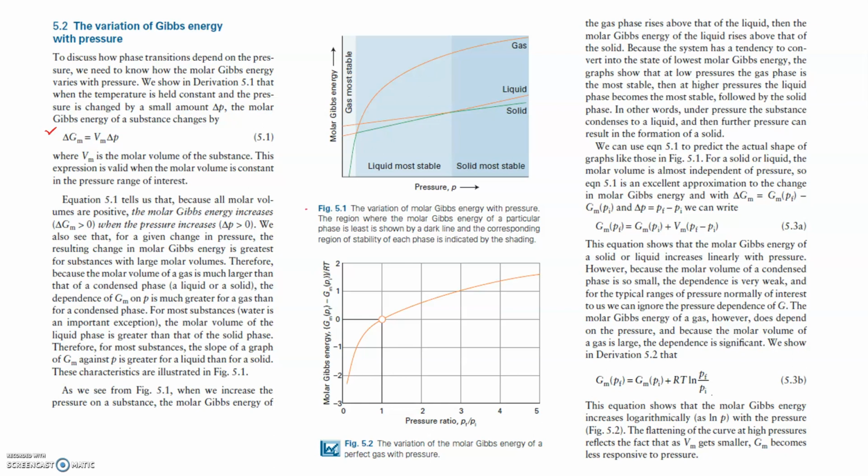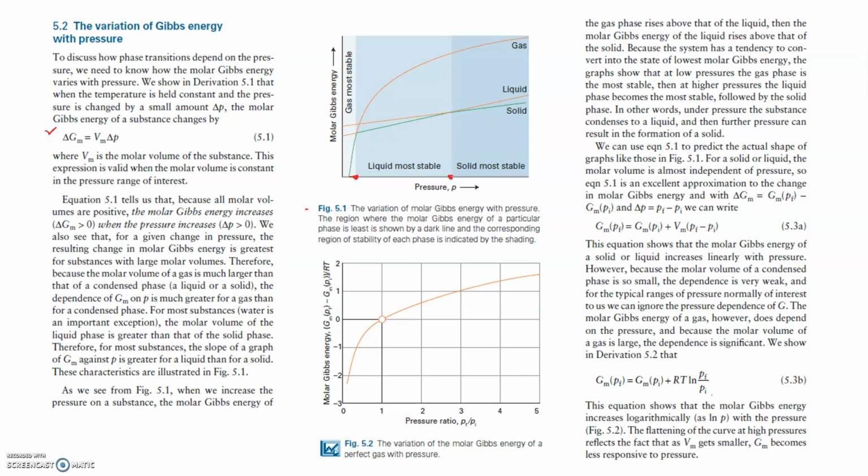So let's take a quick look at figure 5.1 over here. We can see that the region where the molar Gibbs energy of a particular phase is least is shown by a dark line, and the corresponding region of stability of each phase is indicated by shading. So at these junctions on the x-axis, we have transitions from a very light shade to an intermediate shade to a darker shade, and the lightest shade is where gas is most stable. Liquid is most stable in the intermediate shading, and in the darker shading, solid is most stable.